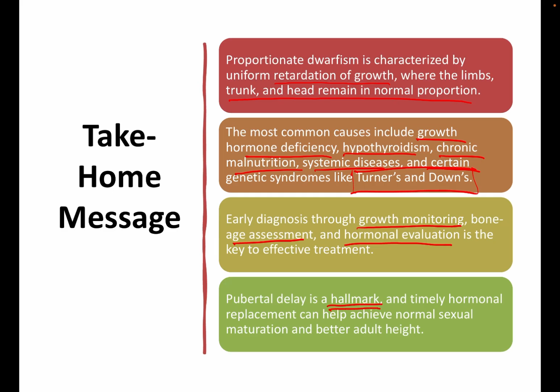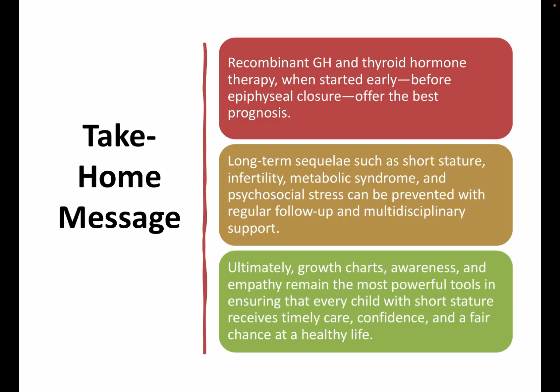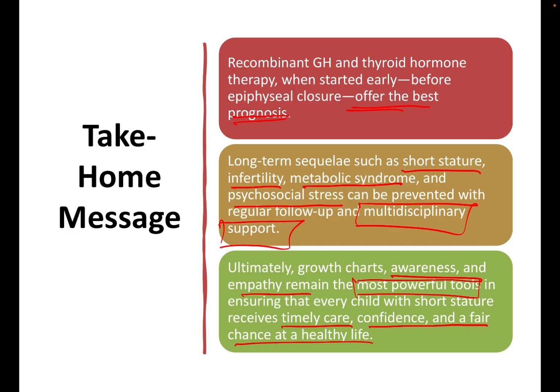Puberty delay is a hallmark, and timely hormonal replacement therapy can achieve normal sexual maturation and better adult height. Recombinant growth hormone and thyroid therapy, when started early before epiphyseal closure, offer the best prognosis. Long-term sequelae such as short stature, infertility, metabolic syndrome, and psychosocial stress can be prevented with regular follow-up and multidisciplinary support. Ultimately, growth charts, awareness, and empathy remain the most powerful tools in ensuring every child with short stature receives timely care, confidence, and a fair chance for a healthy life.